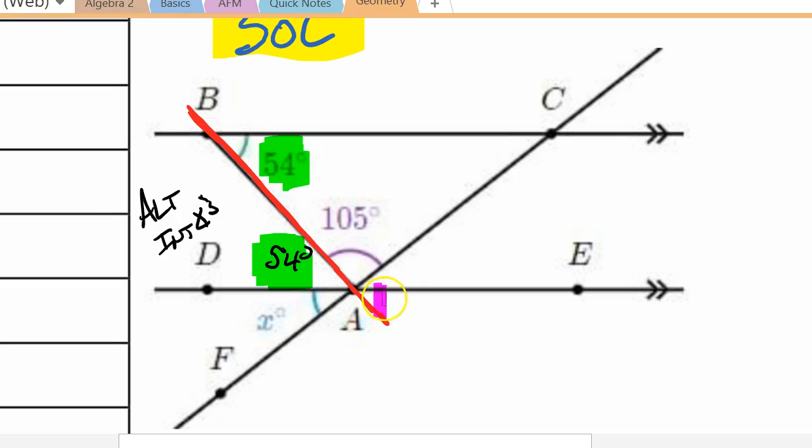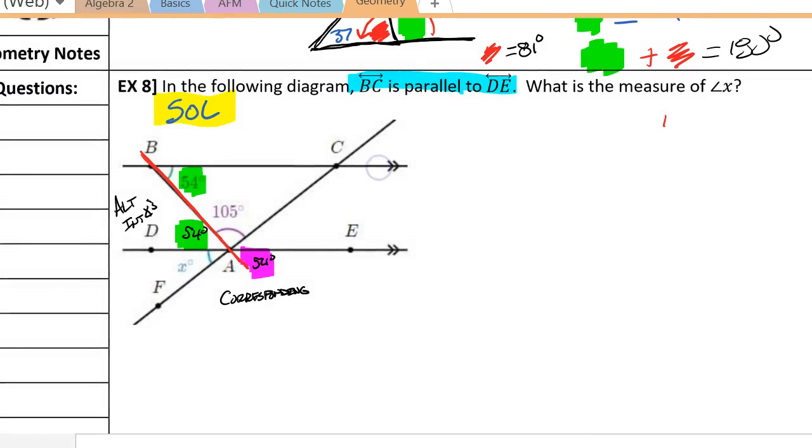Also know that it's equal to 54 degrees here due to this green 54 and this 54 being corresponding angles. And of course, this 54 and this 54 are vertical angles. In terms of solving my problem, then I want to figure out what the measure of angle x is.